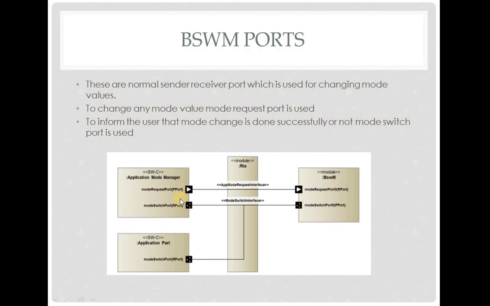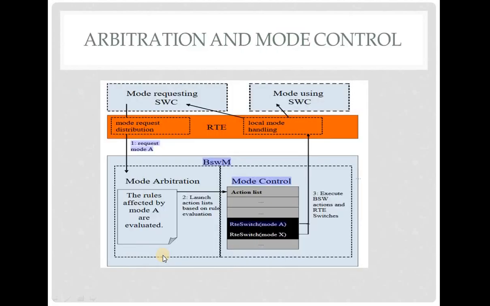We have the request port and the switch port. This request port will request a mode change to the BSWM. BSWM will do the mode change for that particular mode, and the resultant will be put in the mode switch port, and this is again passed to the application port. So the resultant can also be passed to other application ports if it is configured. Something like this. So to say, you have two software components, one is a requesting software component, and the other is the using software component.